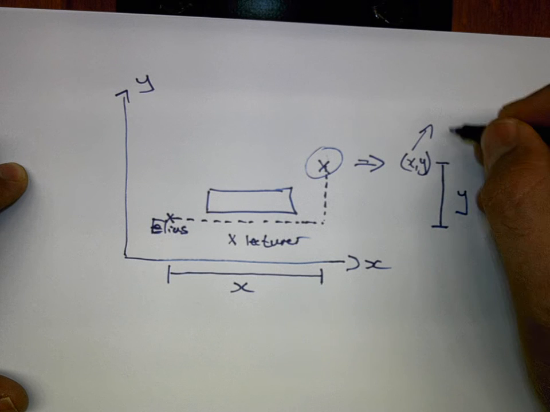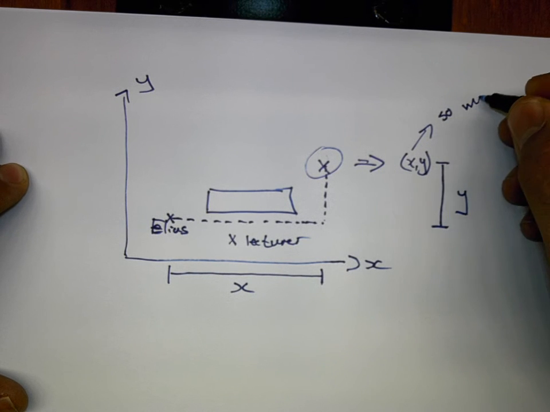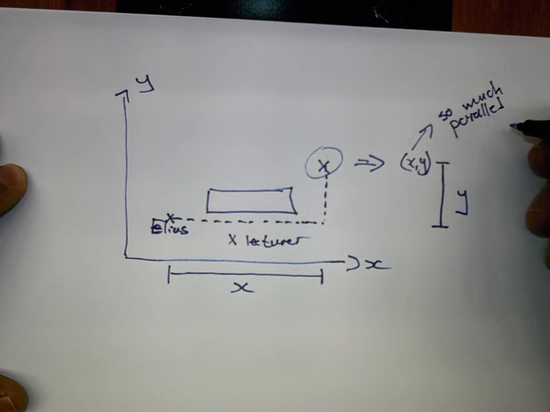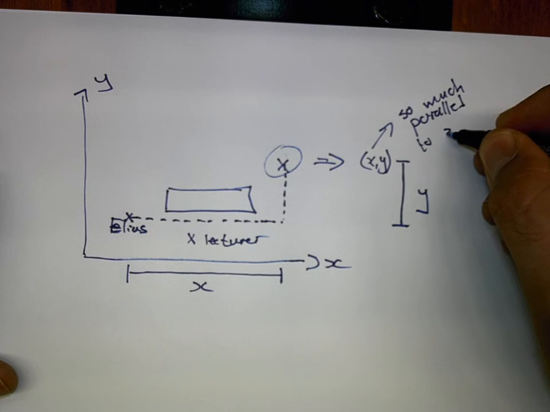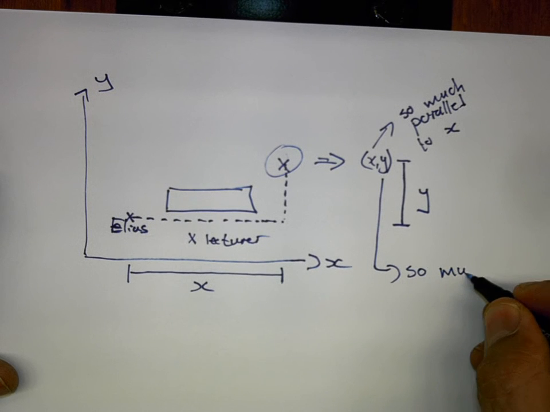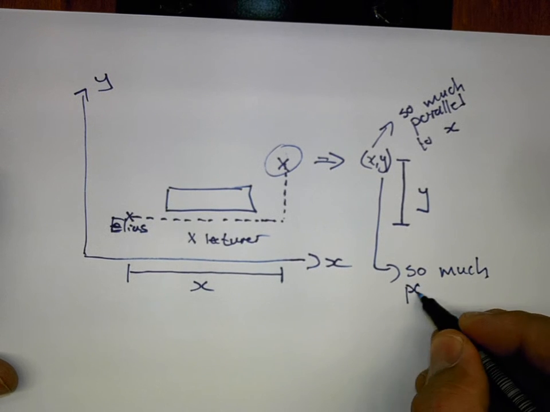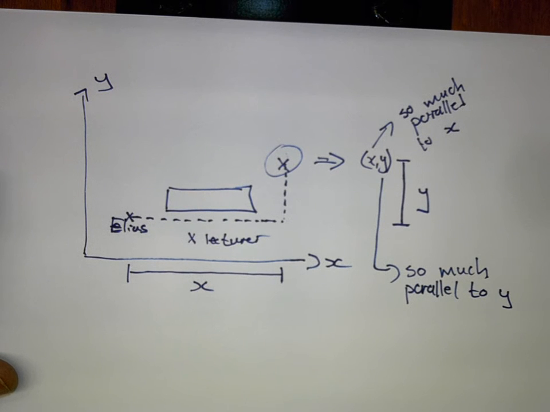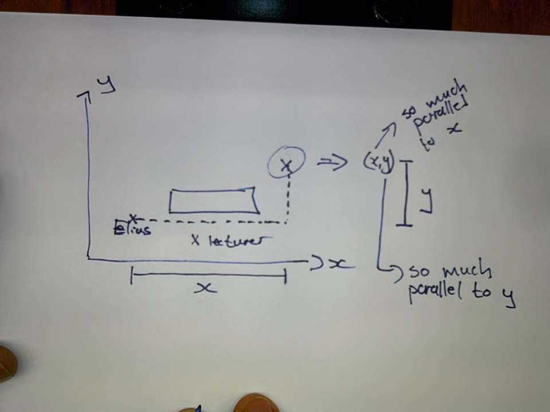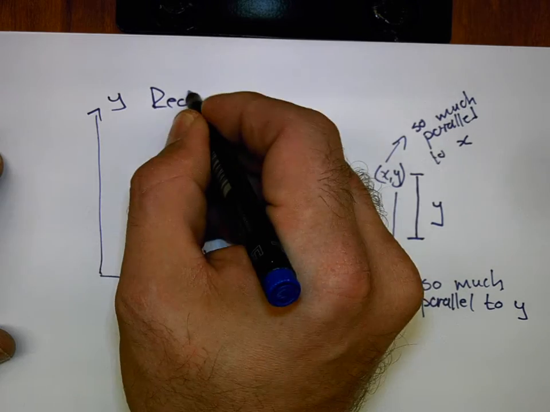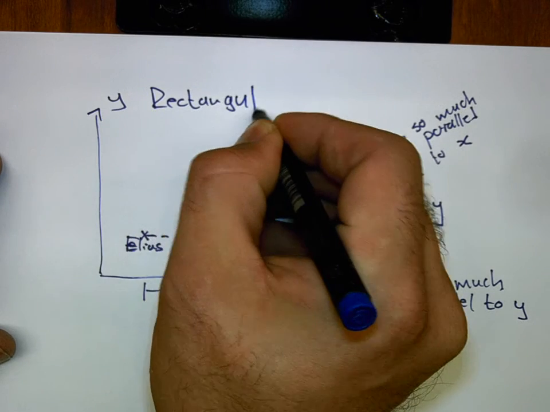This number means so much parallel to x, and that number means so much parallel to the y-axis. So this is the first way in which we could describe the position of the IOU, and the fancy name for this is a rectangular coordinate system.